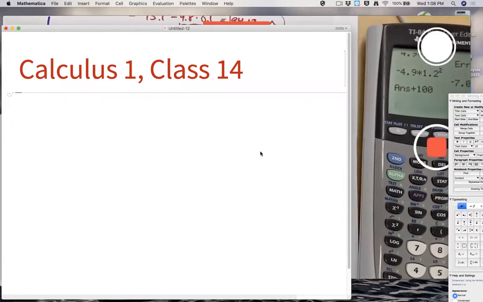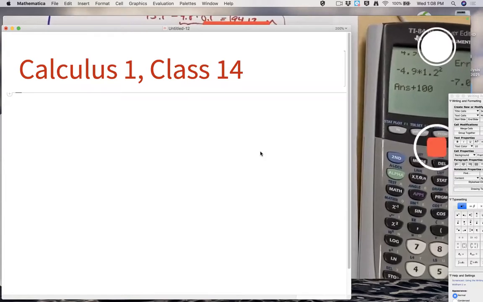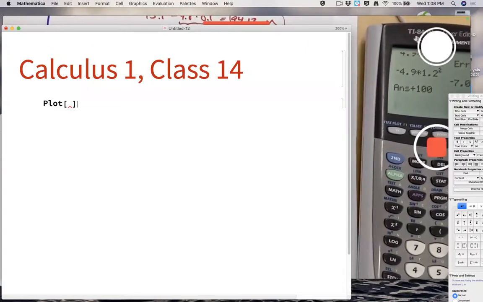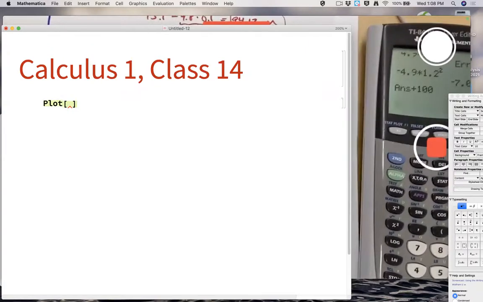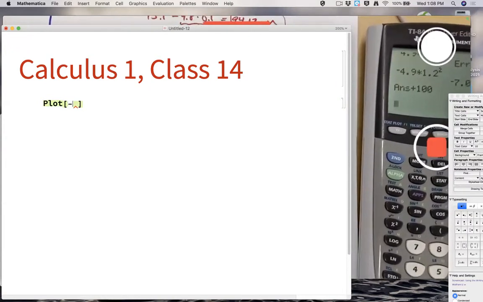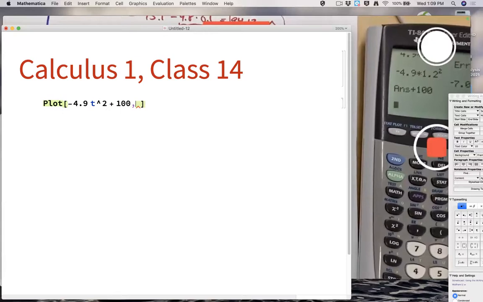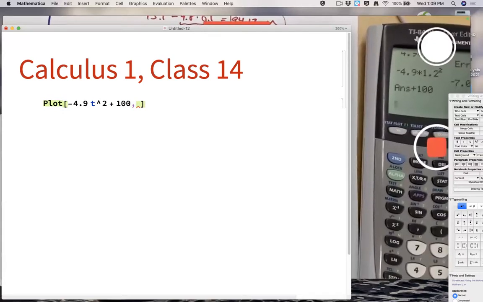I'd also like to show you some of the power of Mathematica here by being a little extra fancy. Let me first show you the kind of plot you should be able to make for Friday's assignment. The basic plotting command is called Plot with a capital P. And then you have square brackets. What goes inside the square brackets? What's the input of the plot function? Well, the function you want to graph is one of the inputs, negative 4.9 t squared plus 100. That's the function we want to graph.